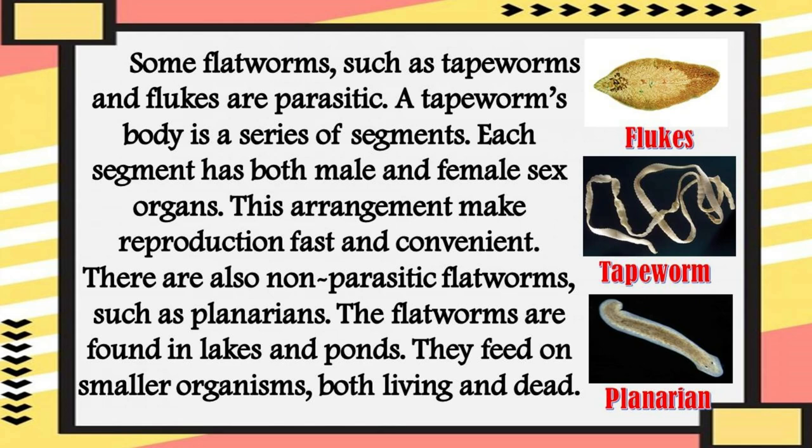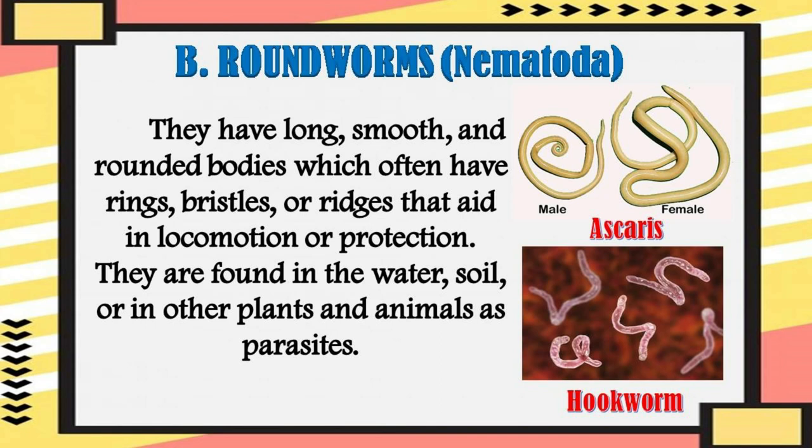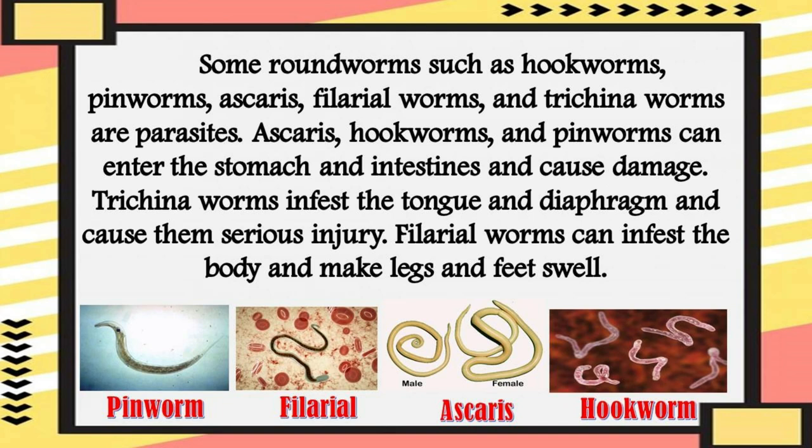Roundworms or nematoda. They have long, smooth, and rounded bodies, which often have rings, bristles, or ridges that aid in locomotion or protection. They are found in the water, soil, or in other plants and animals as parasites. Some roundworms, such as hookworms, pinworms, ascaris, filarial worms, and trichina worms, are parasites. Ascaris, hookworms, and pinworms can enter the stomach and intestines and cause damage. Trichina worms infest the tongue and diaphragm and cause them serious injury. Filarial worms can infest the body and make legs and feet swell.